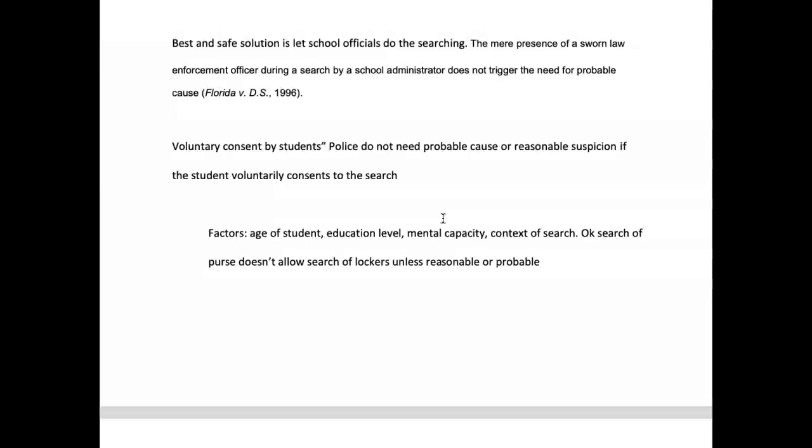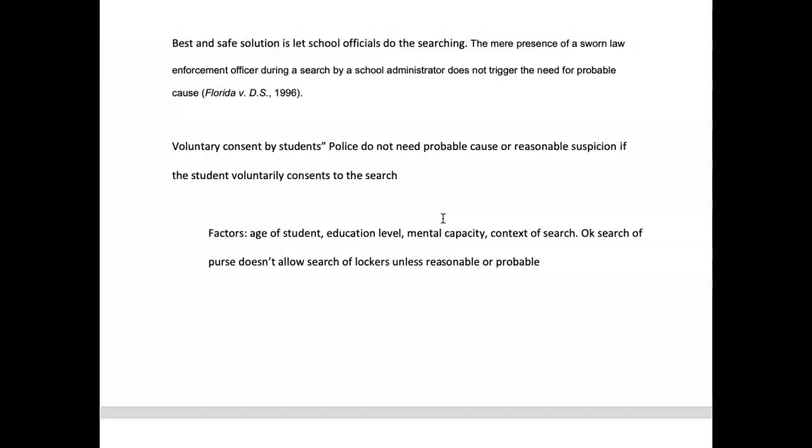Now, if you have an SRO standing there watching you, that's not illegal. If while you're searching you pull out a bag of pot, you've now given that police officer probable cause to continue the search. If you find something on that kid, the police officer can use it to press charges. All right? And the other thing about this is if the child voluntarily consents to the search, then the police officer does not have to have probable cause.